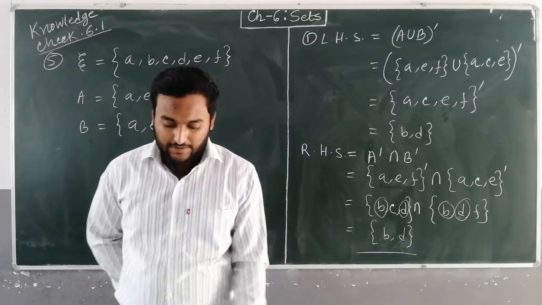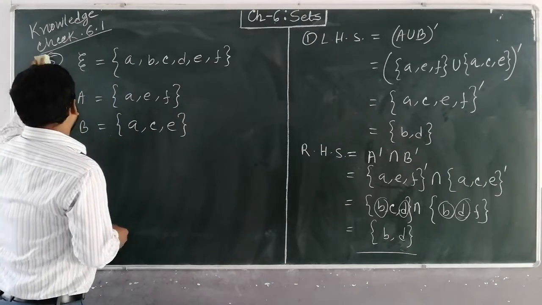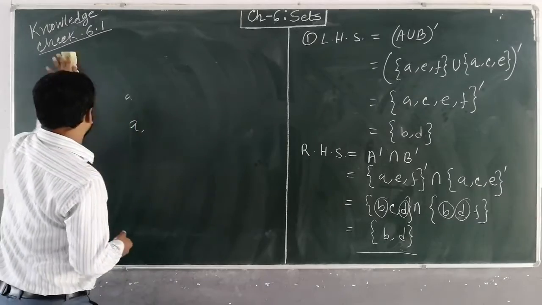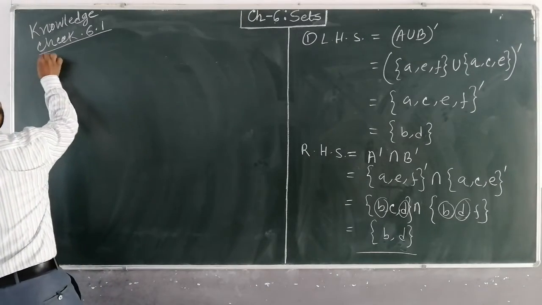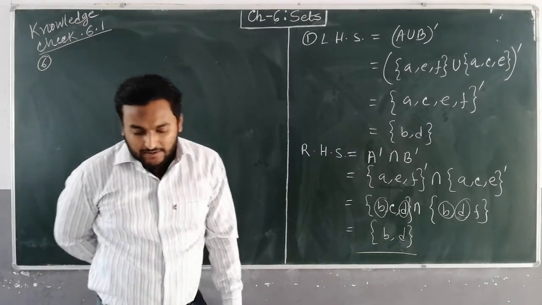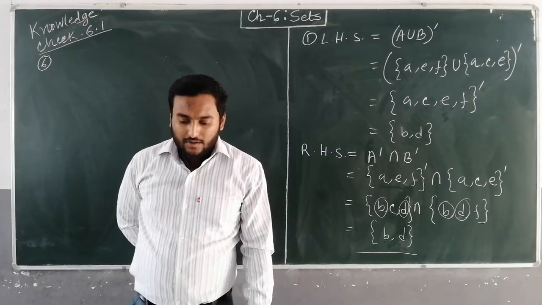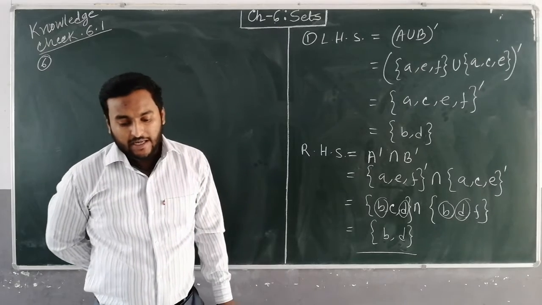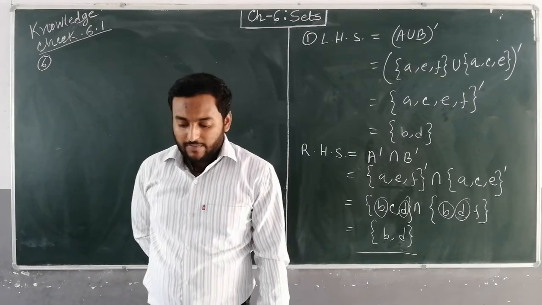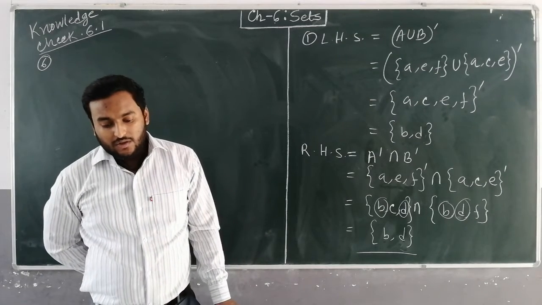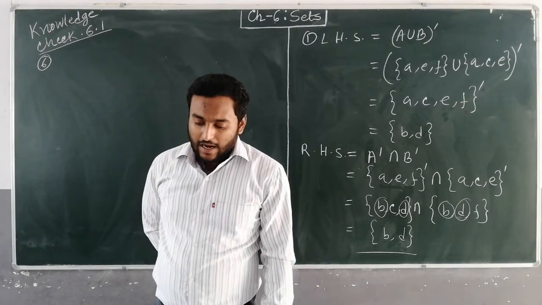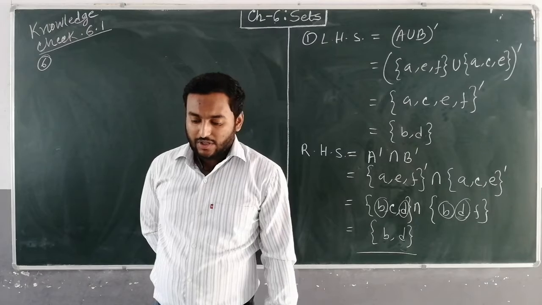Now come to question number 6. Read question number 6 and try to understand the question. In question number 6, it is given that ξ equals the set of x such that x belongs to natural numbers and x is less than or equal to 12. A is the set of x such that x belongs to natural numbers and x is greater than or equal to 7 and x is less than or equal to 11.